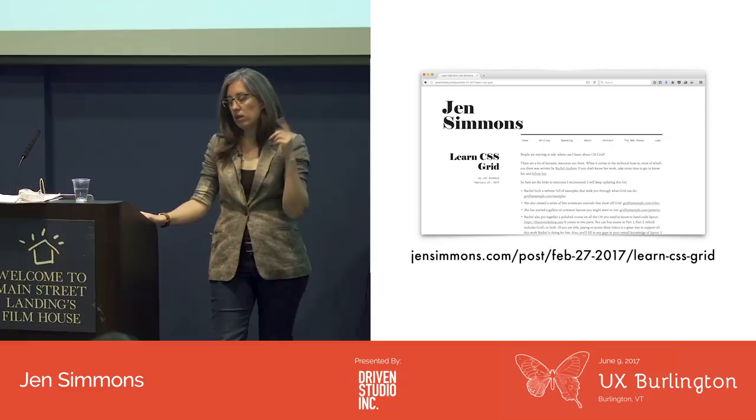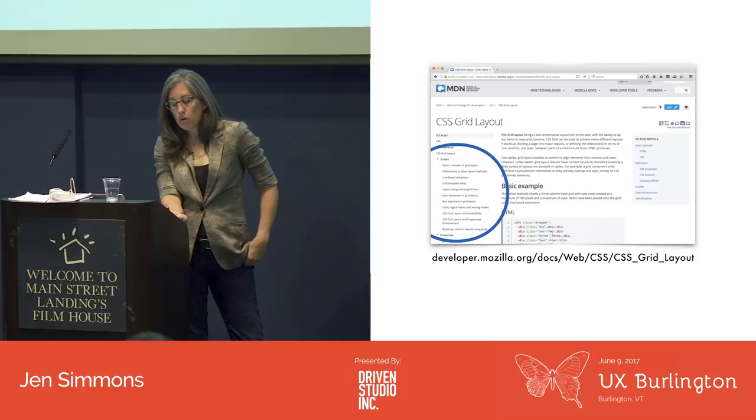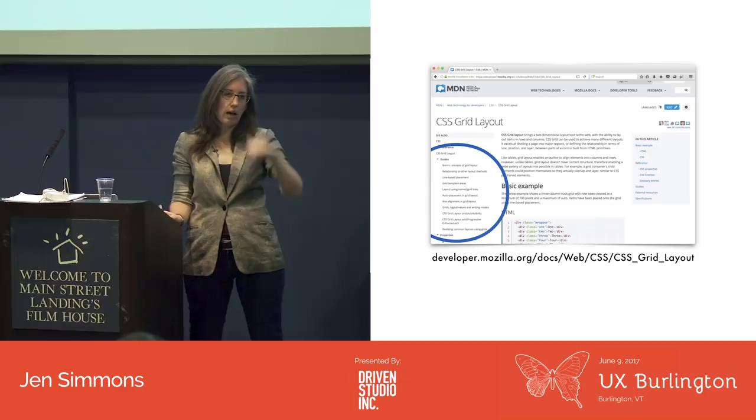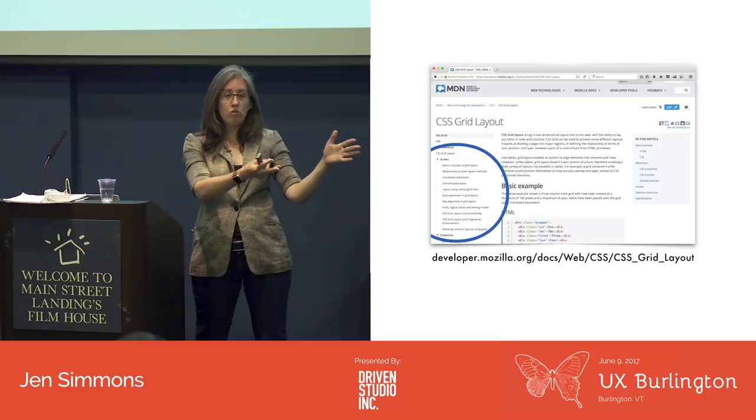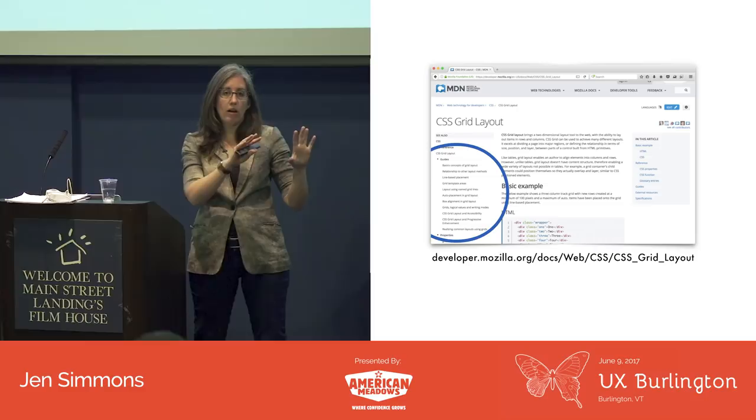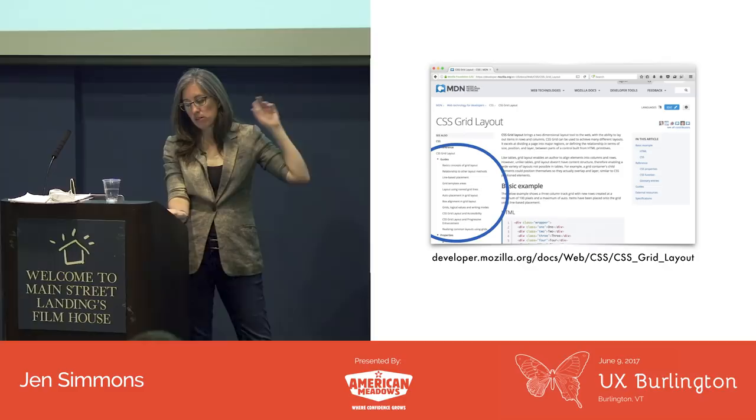Also, MDN has a really great set of guides, both the documentation for each property and all the values, but also really good guides about how to get started with Grid, and how to make sure things are accessible. Don't screw up your accessibility. We're giving you superpowers. You can do lots of good. You can also do lots of harm. Please don't do harm. You need really great source order, and your layout needs to just be itself, and then you want your tabbing to still work. One of these guides is all about that.